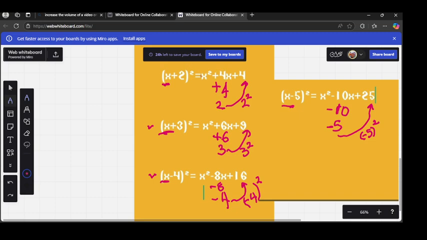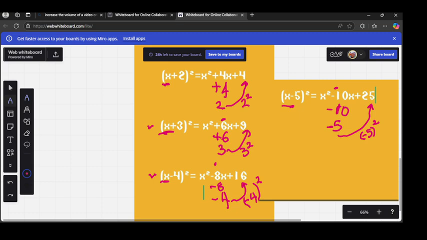Let us take this one as a case study. If you look at the coefficient of x, half of it squared would give you this. The same with this, the same with this, the same with this. Now all perfect squares obey this rule.